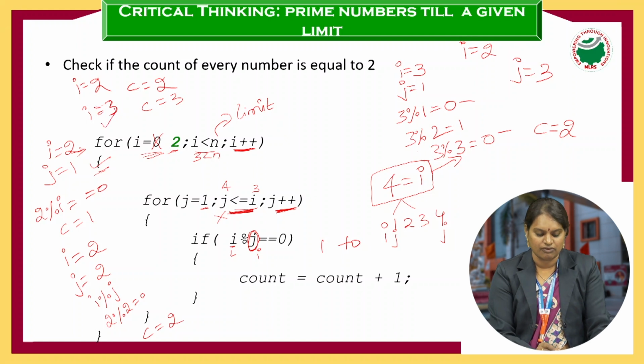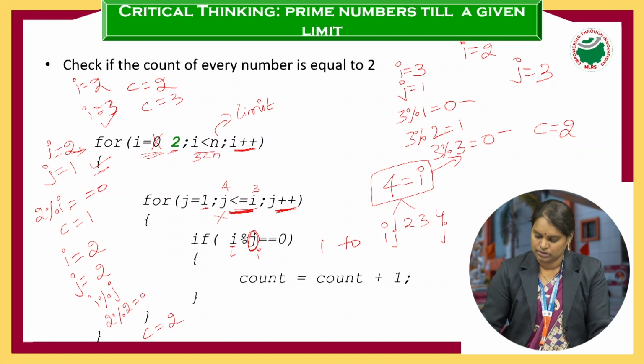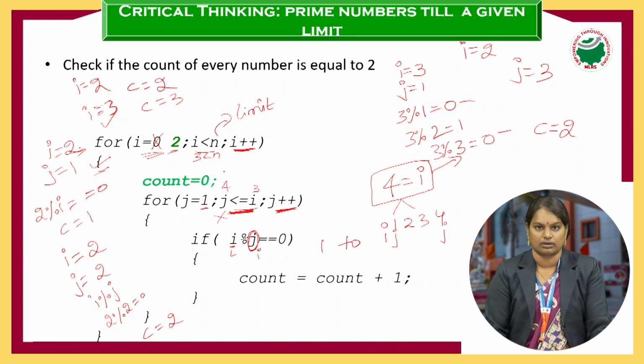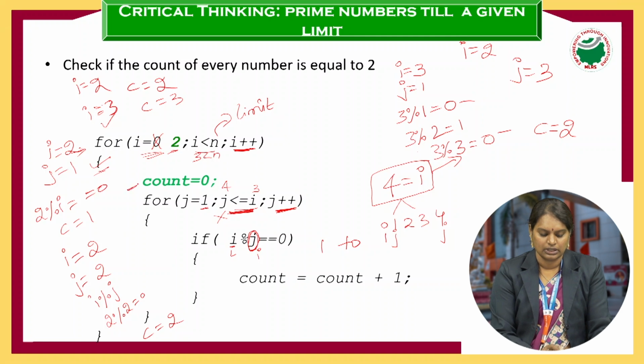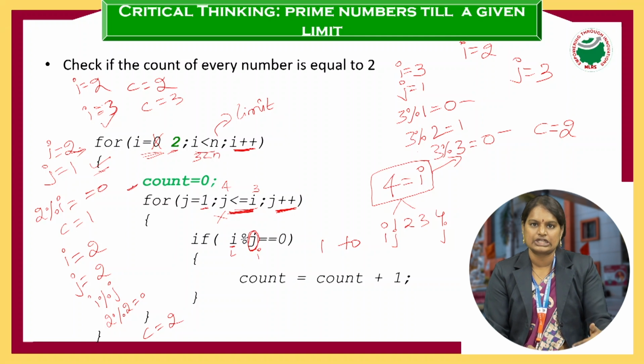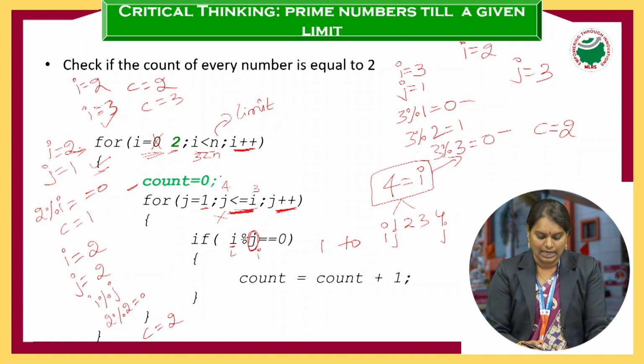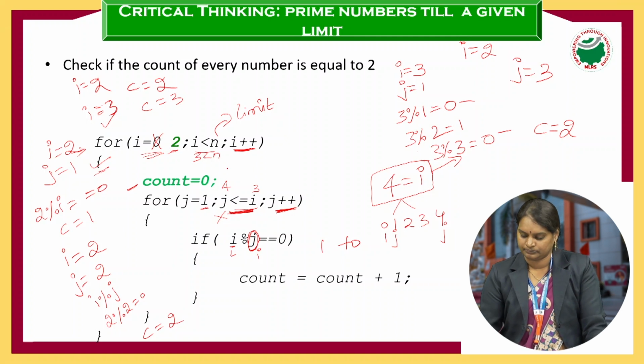That means every time I take a new number, every time I gets incremented, count should automatically change to 0. That means it should start from 0 and calculate. So we will write count is equal to 0 here. If you write it above at the start of your program, the 0 will be initiated only once. Now what I am doing is writing it in the for loop. That means when I change my I value, automatically my count also reinitiates itself to 0 and then goes on doing the same procedure.